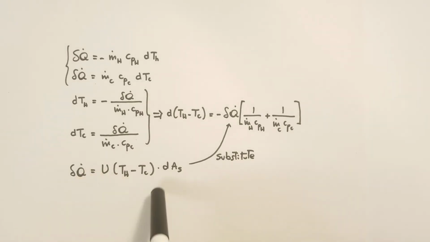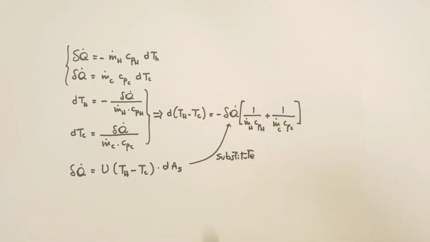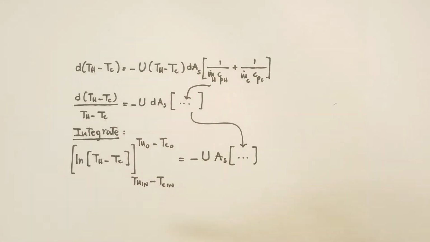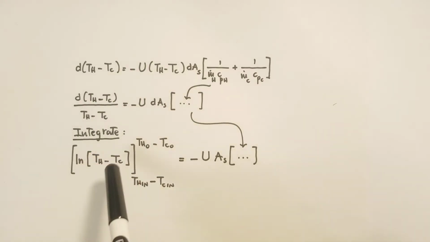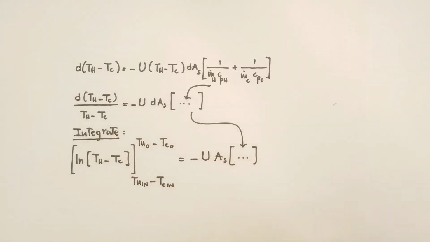So for delta Q, we can substitute it in this expression, so we eliminate delta Q. We arrive at this expression here. Now we can move the delta T to the left-hand side. So on the left-hand side, we just have the delta T between the hot and the cold fluid.